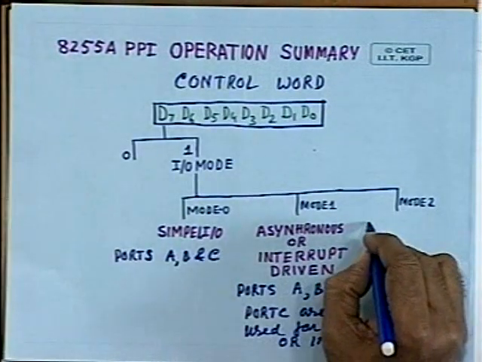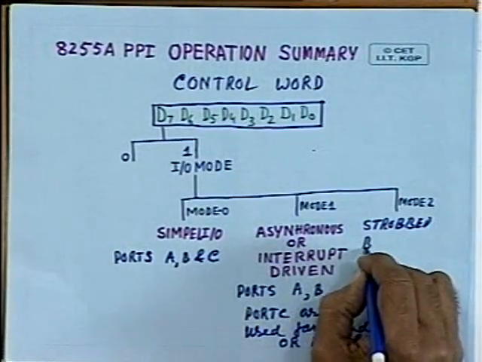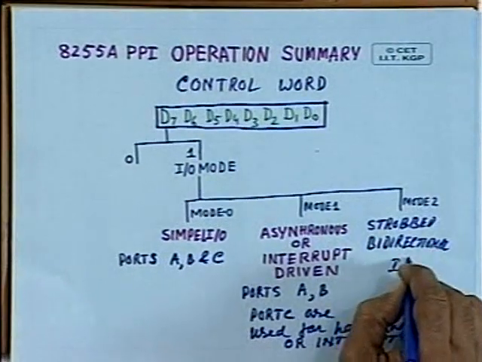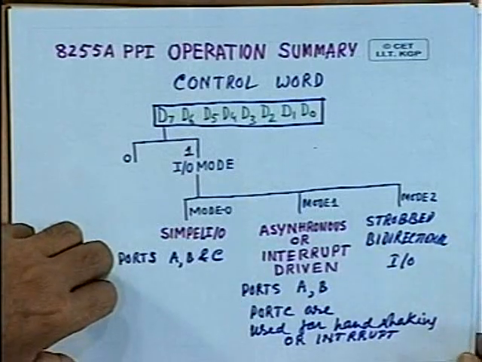Mode 2 operation is strobed bidirectional I/O. So far we have discussed different types of I/O devices. The I/O devices either act as input device or output device. As a consequence, the ports are configured as input port or output port. But there are some devices which are bidirectional in nature. So through a single port, data transfer in both directions can be done by using this mode 2. Let's see how it can be done.